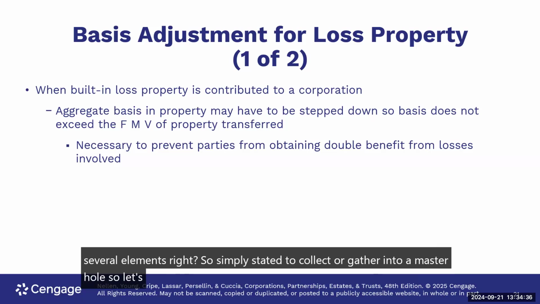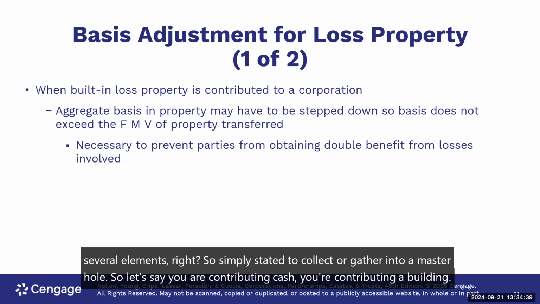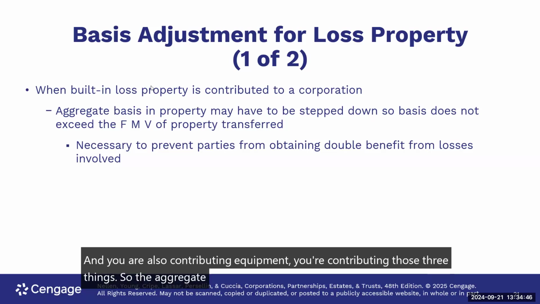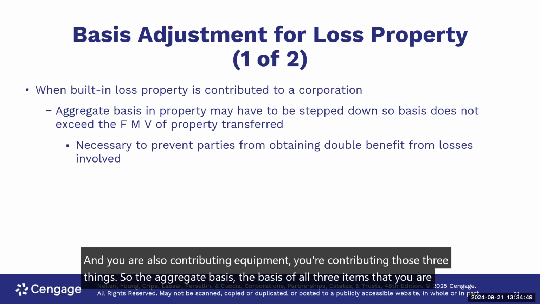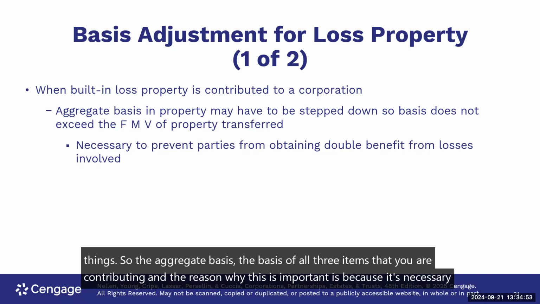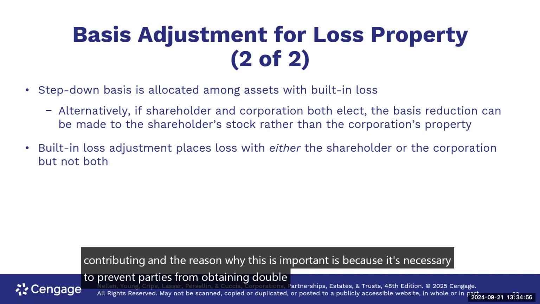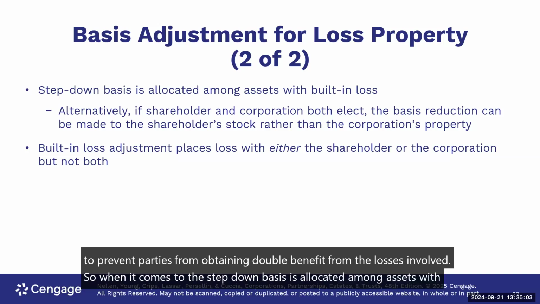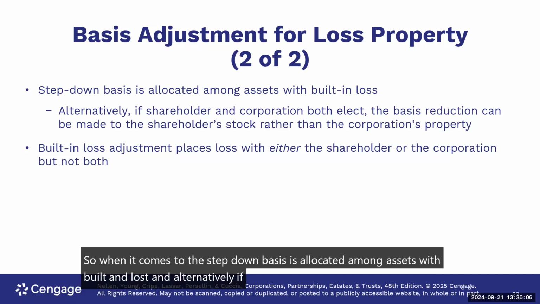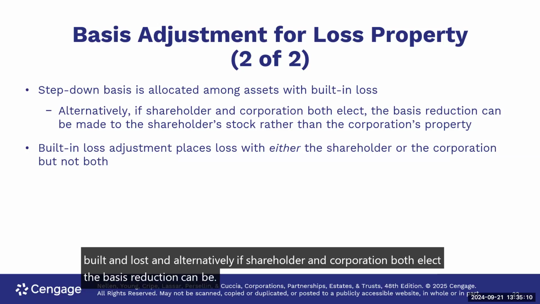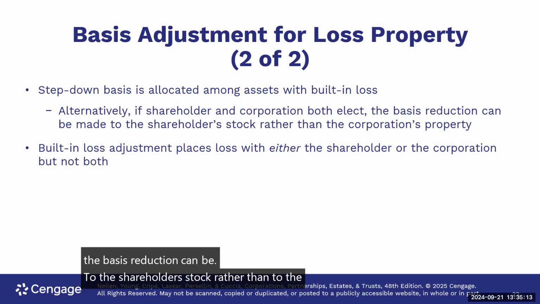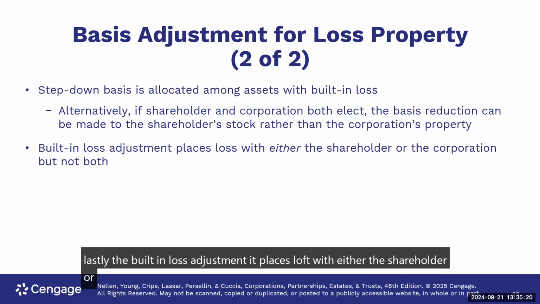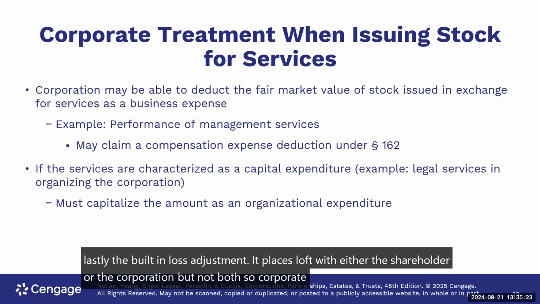So let's say you are contributing cash, a building, and equipment. You're contributing those 3 things. The aggregate basis is the basis of all 3 items that you are contributing. The reason this is important is that it's necessary to prevent parties from obtaining a double benefit from the losses involved. When it comes to the step down basis, it's allocated among assets with built-in loss. Alternatively, if the shareholder and corporation both elect, the basis reduction can be made to the shareholder's stock rather than to the corporation's property. And lastly, the built-in loss adjustment places the loss with either the shareholder or the corporation, but not both.